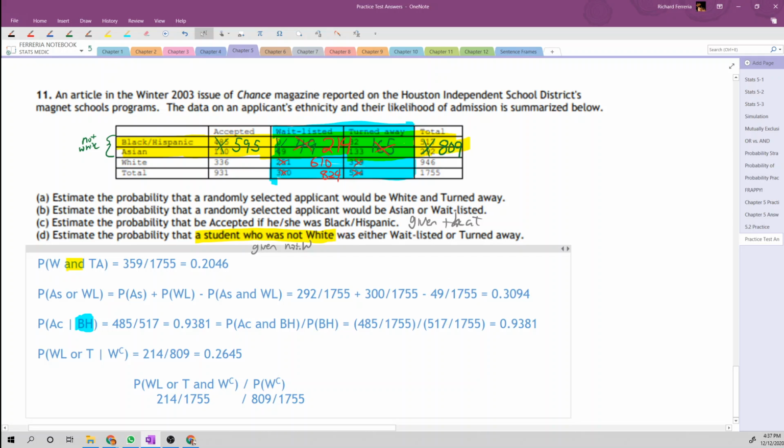Of course, if you did want to use the formula, then we would have to say the probability of waitlisted or turned away and not white would be those 214 students out of the 1755 total, divided by, now the probability of a white complement is 809 out of 1755. Remember, those numbers are exactly the same as if we had just read them from the chart. So this does give us the exact same probability. And that kind of does it for question 11. It's a pretty involved question. So good luck, and we'll see you for the next part of your Chapter 5 practice test.